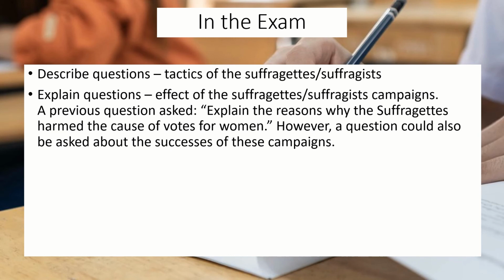An explain question will be about the effect of these tactics. So it will be about the effect that the suffragist or the suffragette, or possibly both, campaign had on gaining the right to vote. In the past, there's been a question that was, explain the reasons why the suffragettes harmed the cause of votes for women. That's asking you to think about the campaign to win the vote and how suffragettes' militant actions damaged that campaign. You'd also get a question about the successes of these campaigns. So it could be something like, explain the reasons why the suffragists helped the cause of votes for women. So understanding the effect of the tactics is very important.